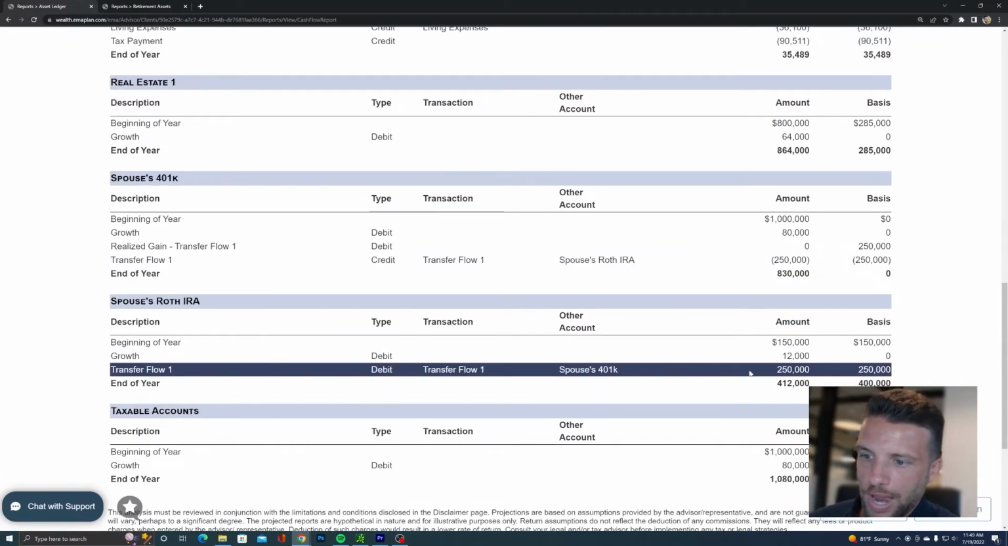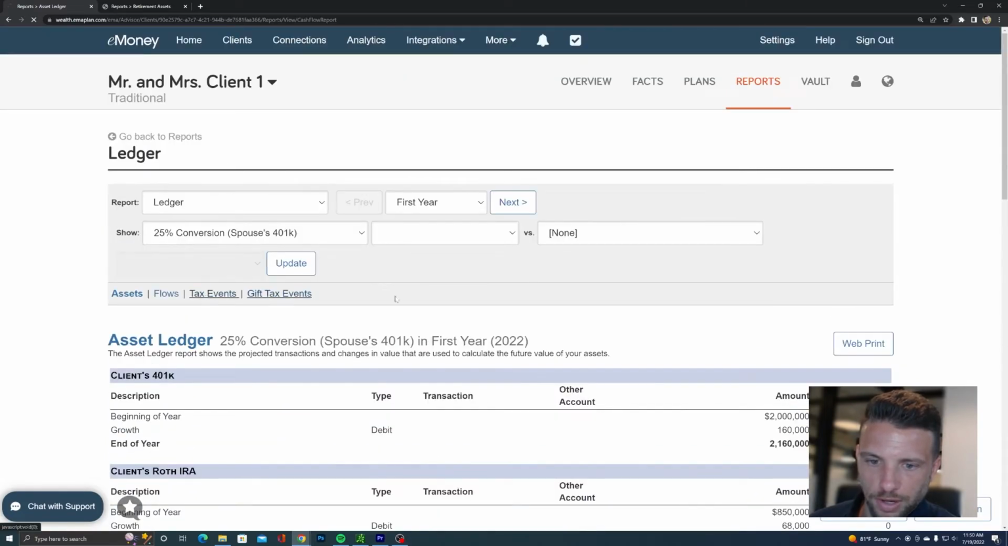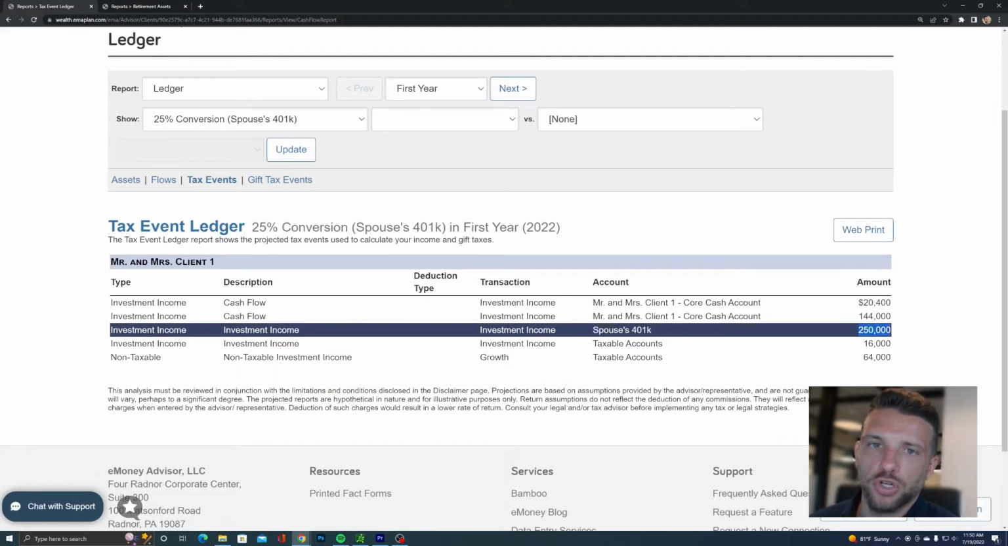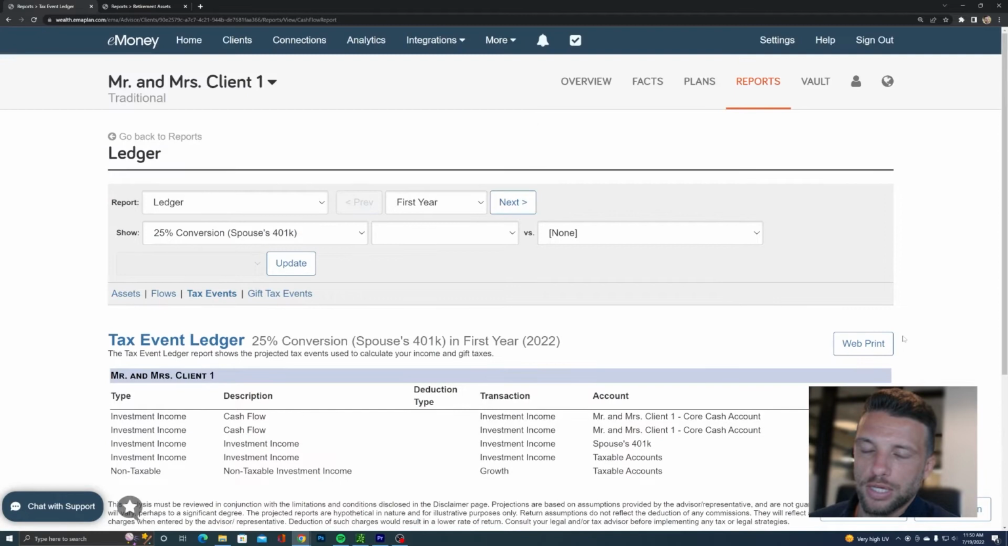And then if we go back to tax events, we should see that pop up as a taxable event right there. So we are paying tax on that 250. That's why that effective tax rate jumps in those first 4 years. All right, so we know that the conversion is working. We are taking from the IRA, the 401k, excuse me, and we're depositing into the Roth IRA.